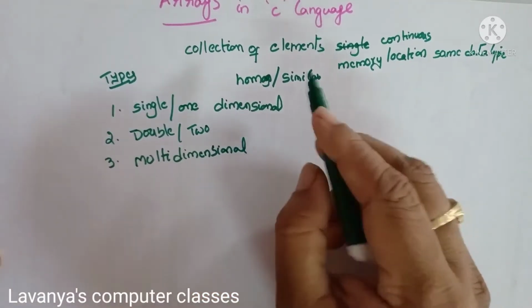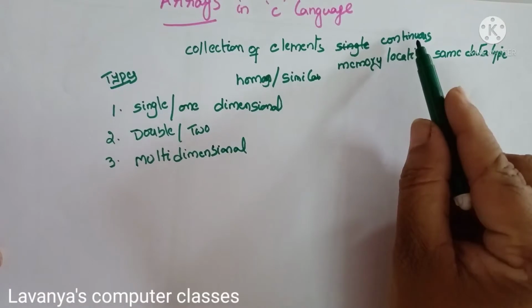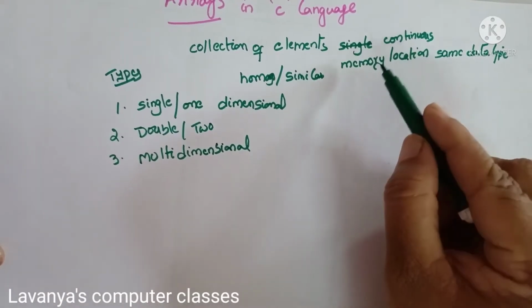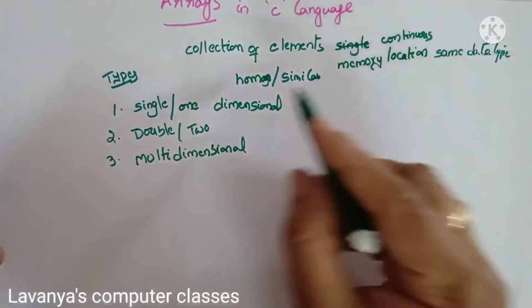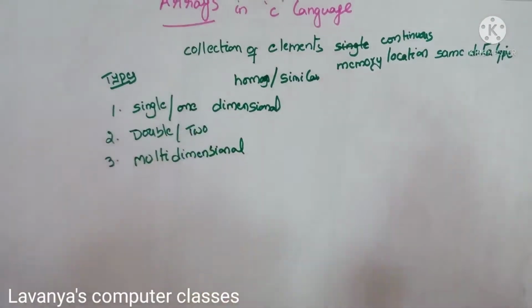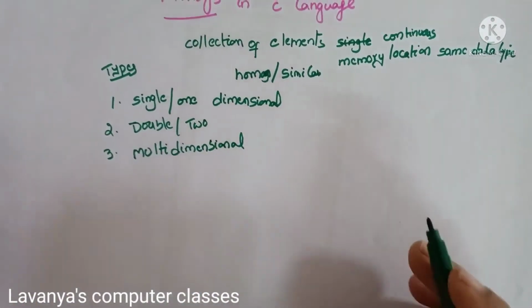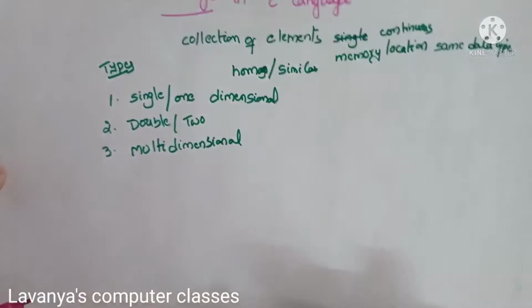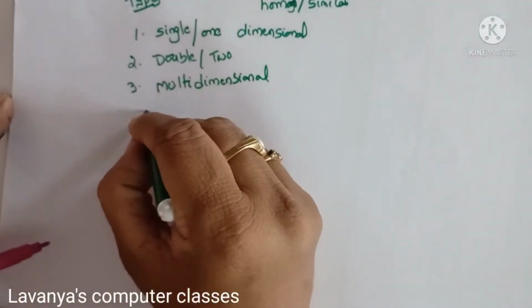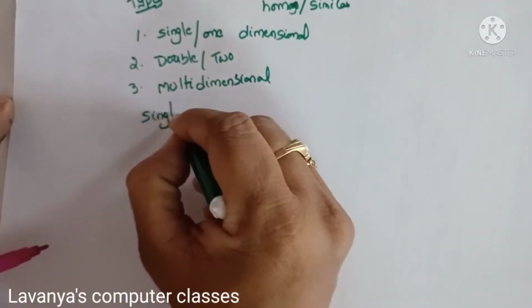Now we will explain one after another. An array is a collection of elements, all belonging to the same data type and stored in continuous memory locations. These are the types of arrays. First I will go for the single or one dimensional array.